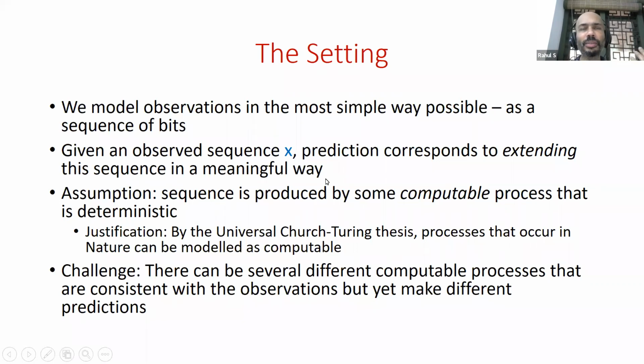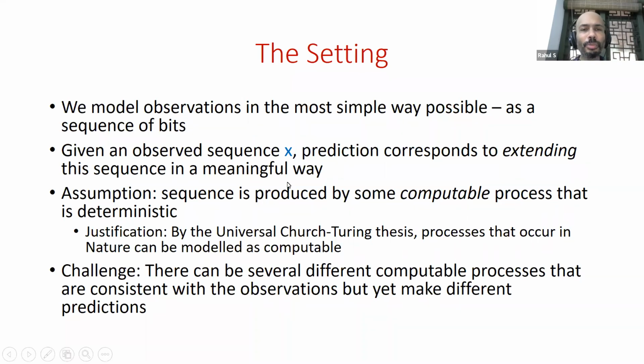The assumption that we'll make, which is a very natural assumption, is that the sequence is produced by some deterministic computable process. There's some algorithm that's running. We don't know what this algorithm is, and it is producing the bits of the sequence X, more and more bits. At any point in time, we're only able to observe a finite number of them, and we want to tell what comes afterward. This assumption that the sequence is produced by some computable process is closely related to the universal Church-Turing thesis, that processes that occur in nature can be modeled as computable. It seems reasonable to think that if our sequence is being produced in nature, then it's being produced by some computable process.